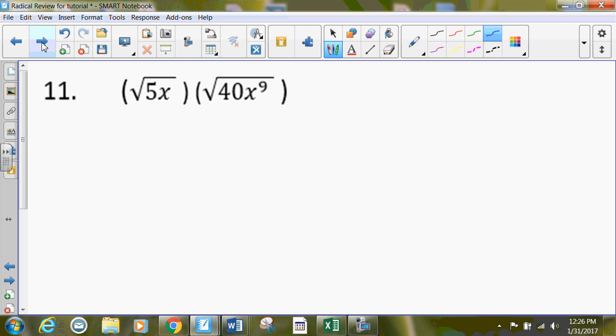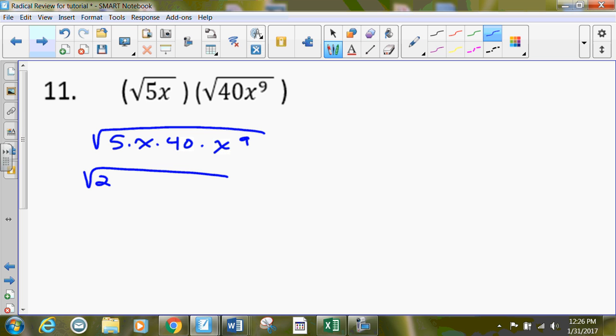We could just multiply everything together. Why don't we do it that way? A root times a root, a radical times a radical. I can put everything under the same radical. And I can say I've got what? 5 times 40 is 200, and then x times x to the 9th is x to the 10th, and then I can start pulling things out. I think for this problem, this is the fastest way to do it.